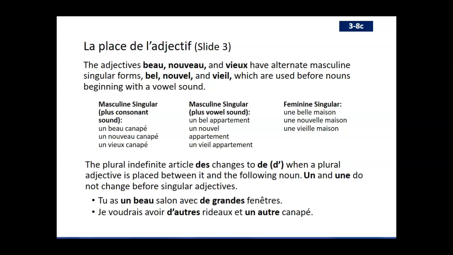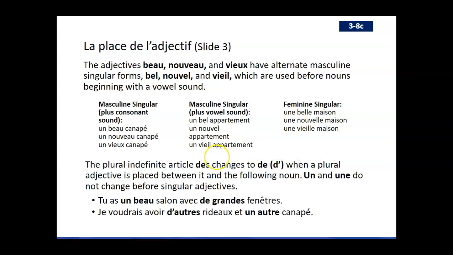So I think the L sound at the end of these alternate forms of these masculine adjectives just makes pronunciation easier. Okay, and if I'm using these adjectives before a feminine singular noun, it would be une belle maison, une nouvelle maison, une vieille maison. So kind of similar actually to the pronunciations of the masculine singular plus vowel sound, but the spellings are a little bit different in the feminine form.